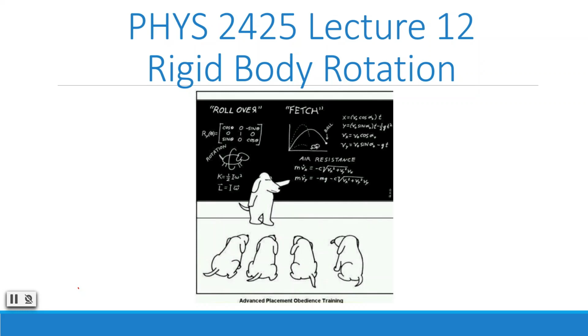So the first thing we're going to do in this lesson, we're going to take a look at the center of mass, because we can no longer treat our objects as point masses, and then start looking at the kinematics of rotational motion.